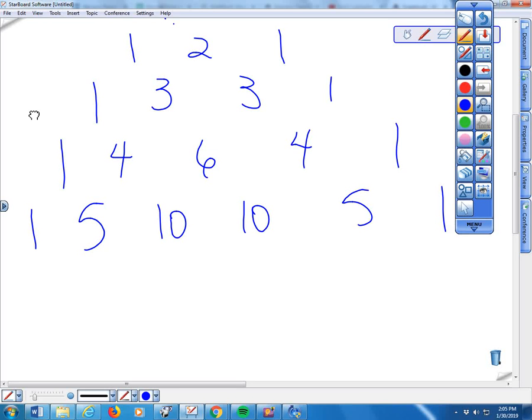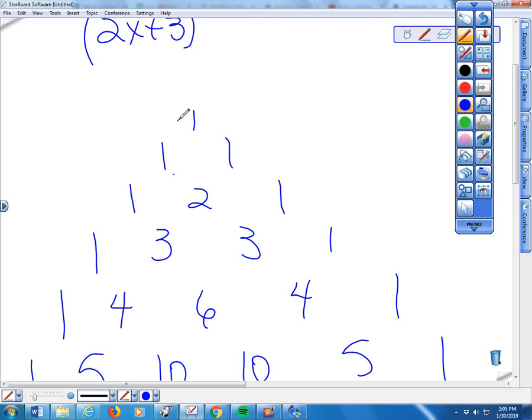We call the top row the 0 row, even though it's the first row. If I'm dealing with 2x plus 3, then 2x plus 3 to the 0 is 1, and this represents my row. 2x plus 3 to the first is just 2x plus 3, so I could say it's 2x to the first power, 3 to the first power. This is where it gets fun when we get into the next one: row 0, row 1, row 2.